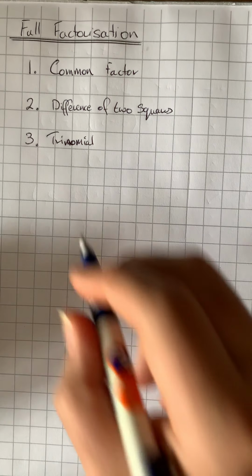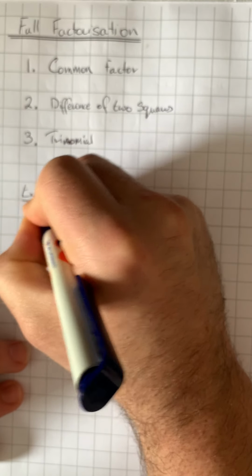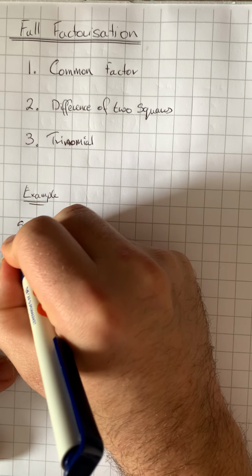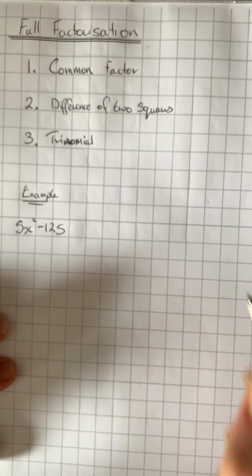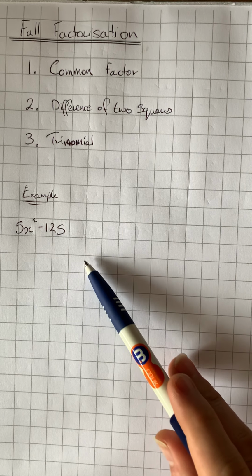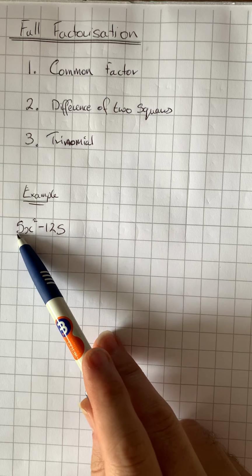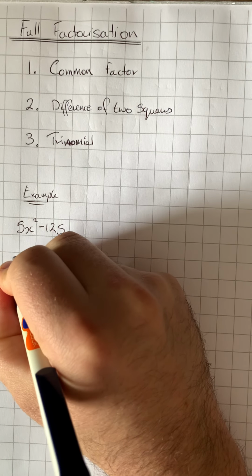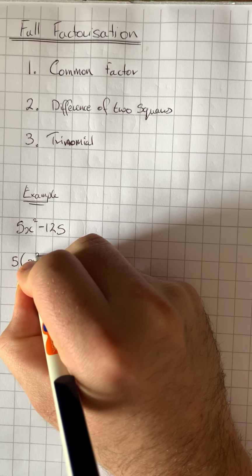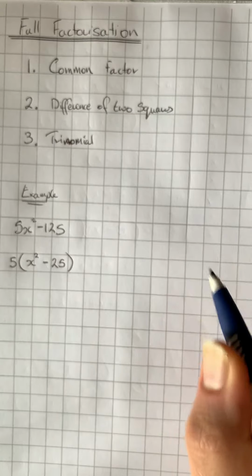Just as an example, here's our first example. We have 5x squared minus 125. The first thing we look for is a common factor, and we can see the common factor between 5x squared and 125 is 5, so we take that out and we're left with x squared minus 25.